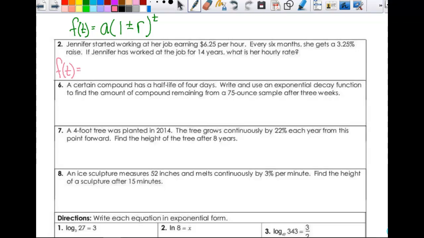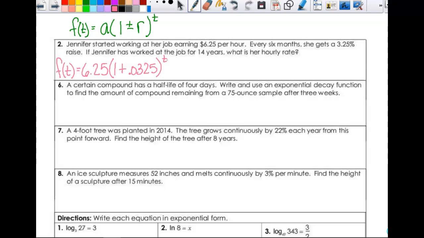All right, so A is that initial amount. She started making $6.25. Then I'm going to have 1. Is it going to be plus or minus? Plus, because it's increasing. It's increasing by 3.25%. So what's the decimal that goes in here? 0.0325. Good. And then to the t power. That is your generic function, right? That's you writing the function.